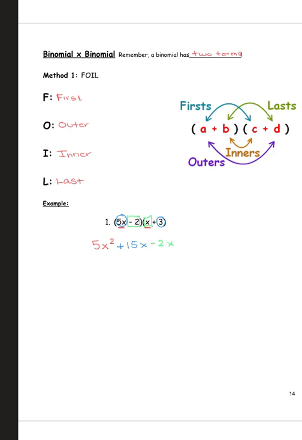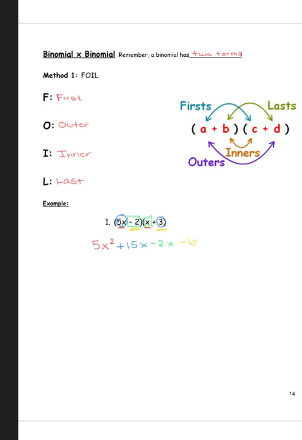And then I'm going to look at my last terms. So looking at the last terms, that means that I am taking a look at the two terms that are last in each expression. So in this case, it's going to be the negative 2 here. I'm going to put some yellow there, and the 3 there. So I'm going to do negative 2 times 3, which gives me negative 6.